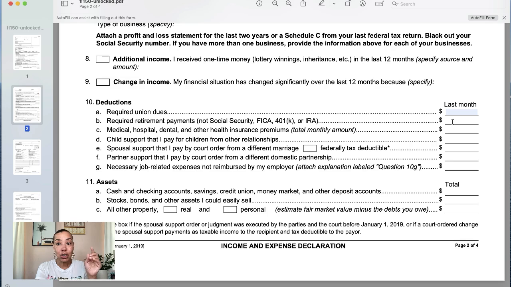If you're a teacher or maybe in law enforcement, they're going to require retirement payments. So not things you put into an IRA or a 401k or a 403(b), but your pension. So your CalSTRS, your CalPERS.